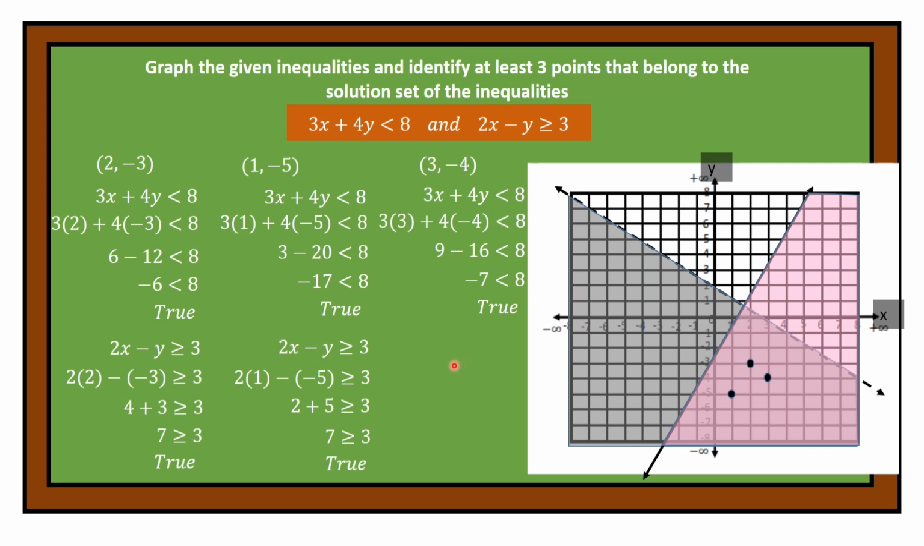And then lastly, substitute yung 3, negative 4 sa ating inequality na 2x minus y is greater than or equal to 3. So, magiging 2 times 3 minus, enclose, negative 4 in a parenthesis is greater than or equal to 3. So, 2 times 3 is equal to 6, and then negative times negative 4 will be equal to positive 4. So, 6 plus 4 is equal to 10, and 10 is greater than or equal to 3. So, this is also true. Since we already get 3 points dito sa ating region na to, we can now say that this region is the solution set of our inequalities.